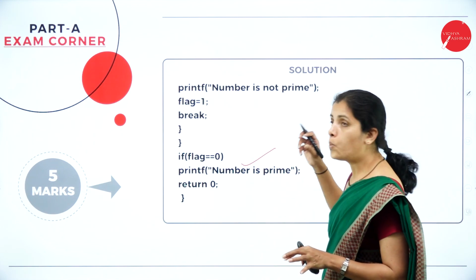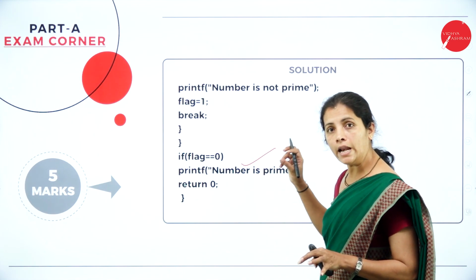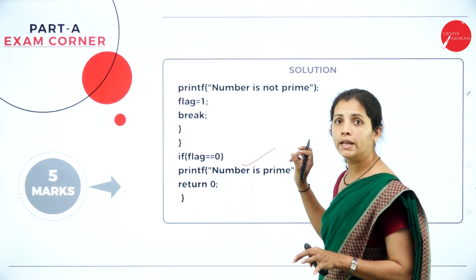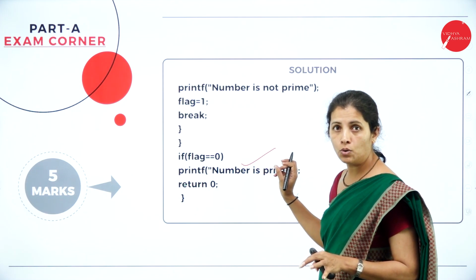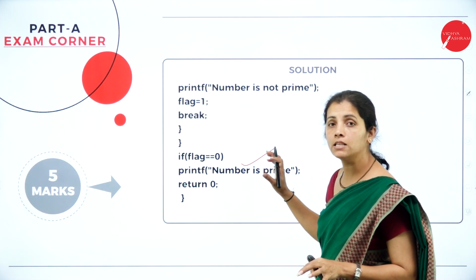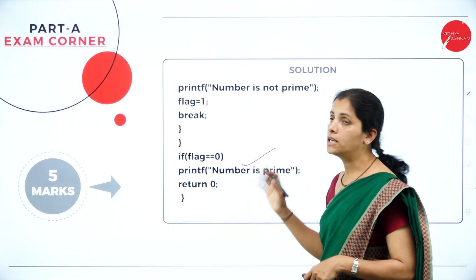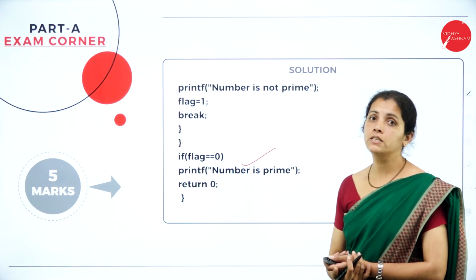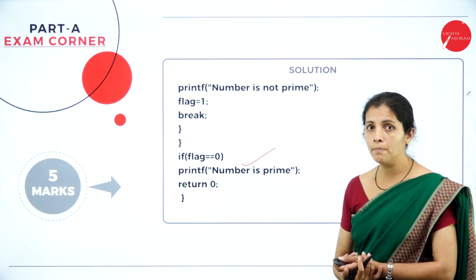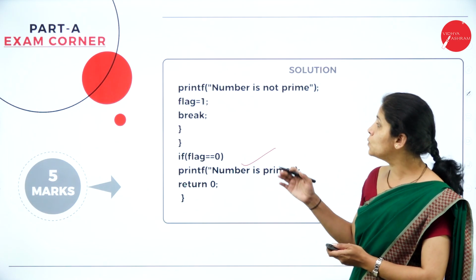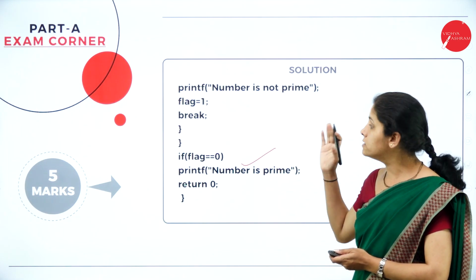Okay. So, when I divide any number, I want to get the remainder 0. Then it is treated as prime number. So, what is prime number? The number which is divisible by the same number and 1 is known as prime number. And this is the code.